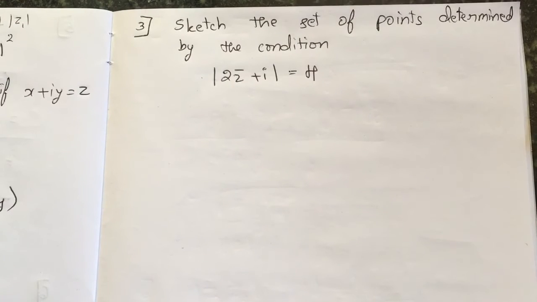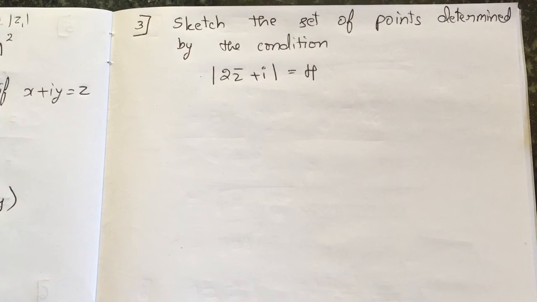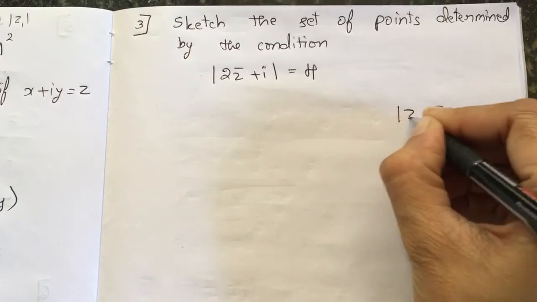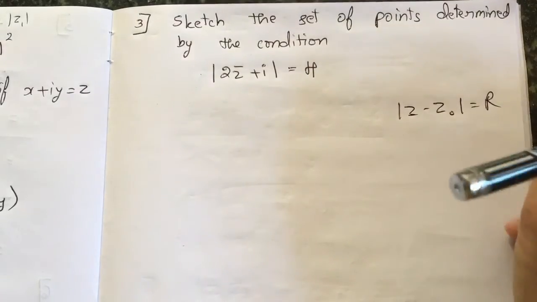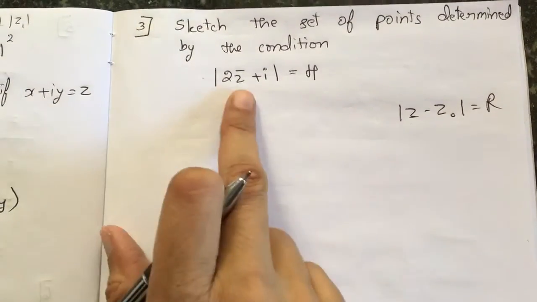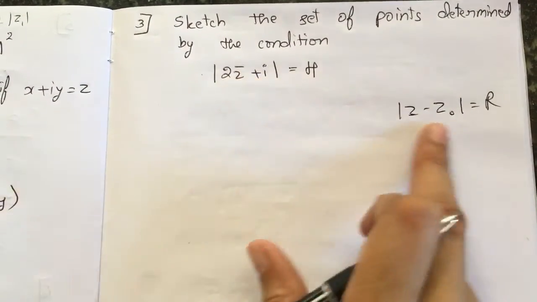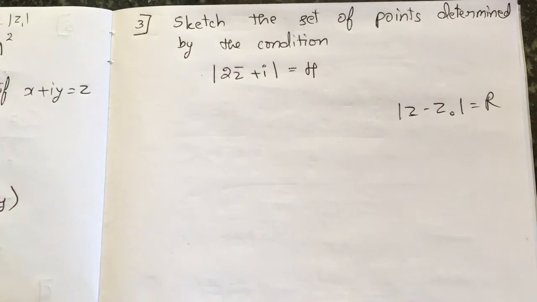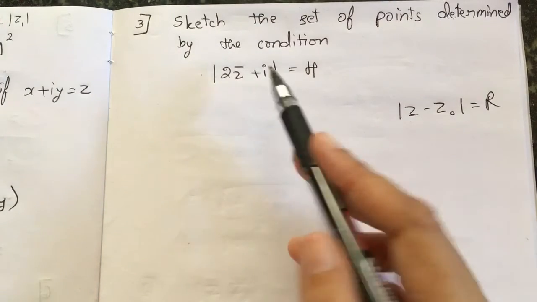Next problem, sketch the set of points determined by the condition modulus of 2z bar plus i equal to 4. See, sketching is easier if we can rewrite this condition in the form modulus of z minus z naught equal to r, right? So we have to rewrite this condition in this form so that we can decide whether it is a circle, ellipse or whatever. Okay, so let us go for rewriting this.